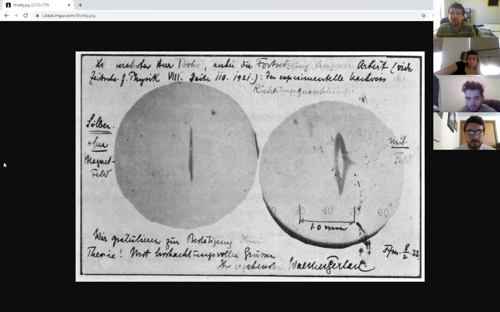So it was a pretty cool moment in history because they actually sent it through a postcard. They didn't wait till their paper was done. They were just that excited about it.